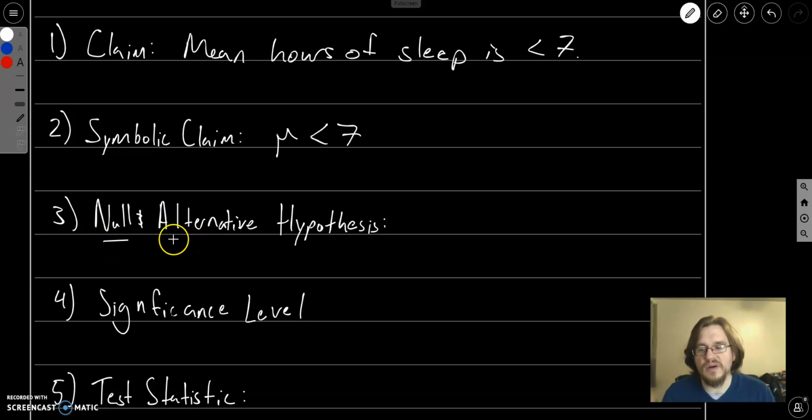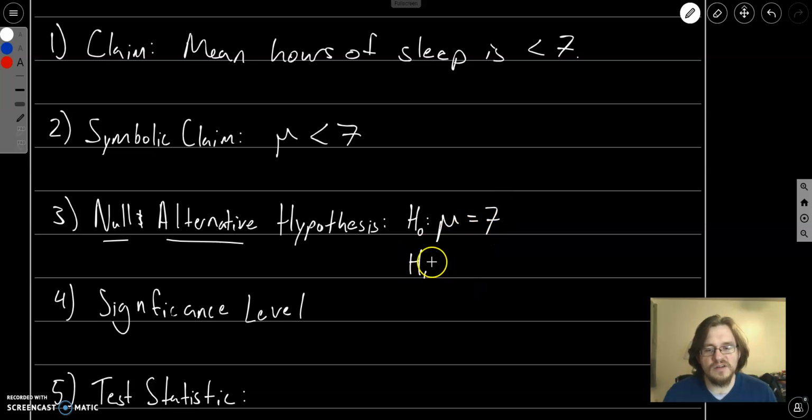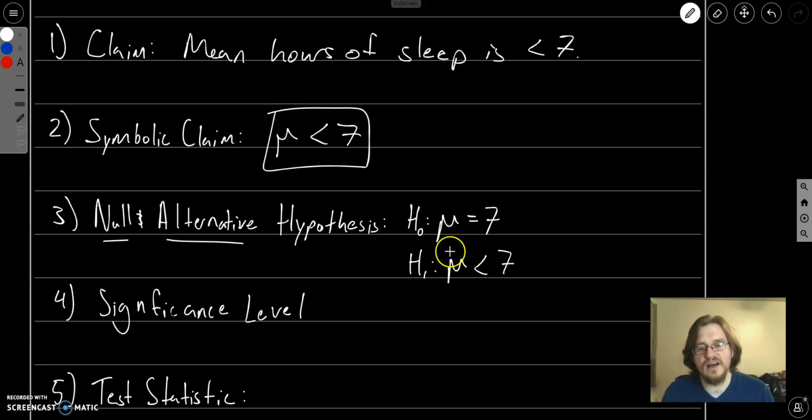So we need to come up with our null and alternative hypotheses. The null hypothesis is always that the mean is in fact equal to this value, so that mu is equal to 7, and our alternative hypothesis is going to be that mu is less than 7. The potential alternative hypotheses would be mu is less than 7, mu is greater than 7, or mu is not equal to 7. Well, this is what we're testing here. So we want the alternative hypothesis to be essentially the same as the claim that we're making.